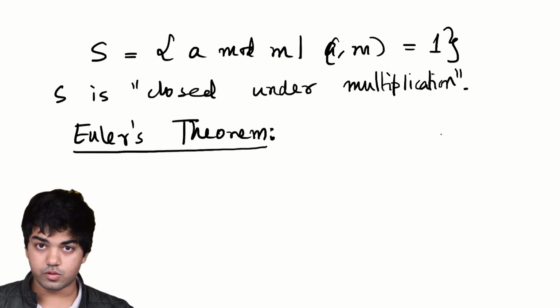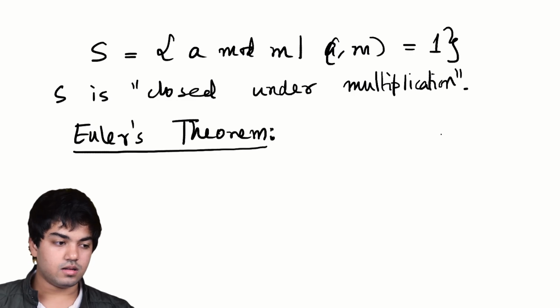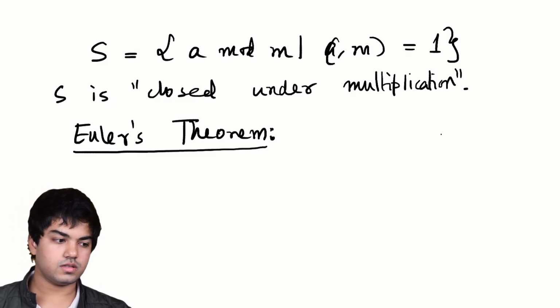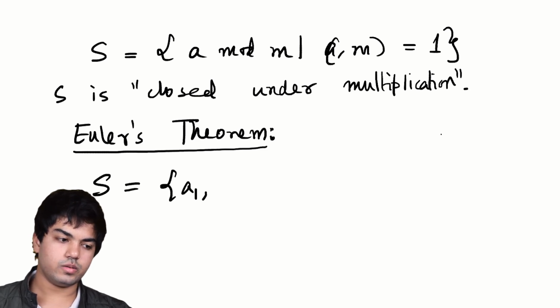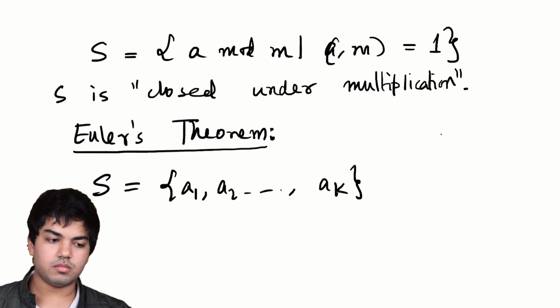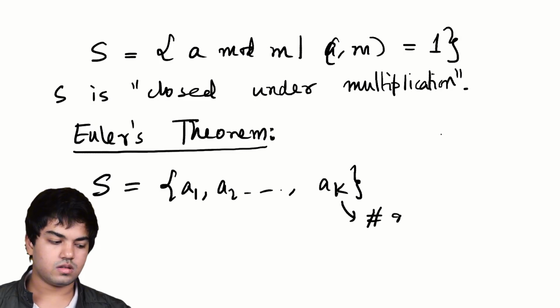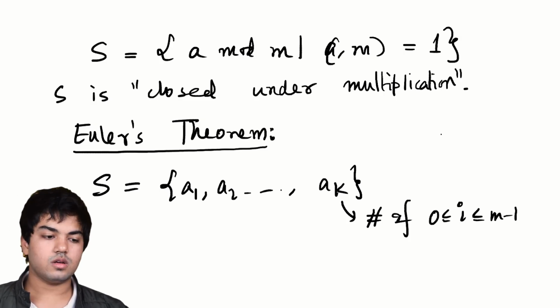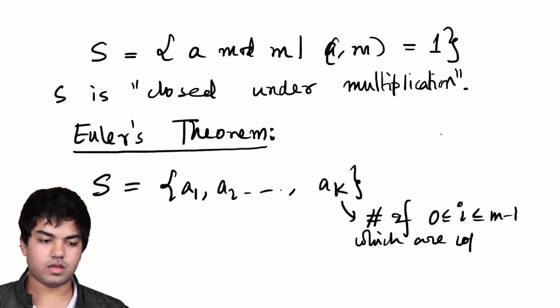I'm not saying that this is a proof of Euler's theorem, neither am I promising anything. I'm just saying that this is how we get Euler's theorem. It's a very natural result that will pop out of this. So you have S, right? S has some numbers, A1, A2, AK. Where what is K? K is the number of I between 0 and M minus 1, both included, which are co-prime to M.